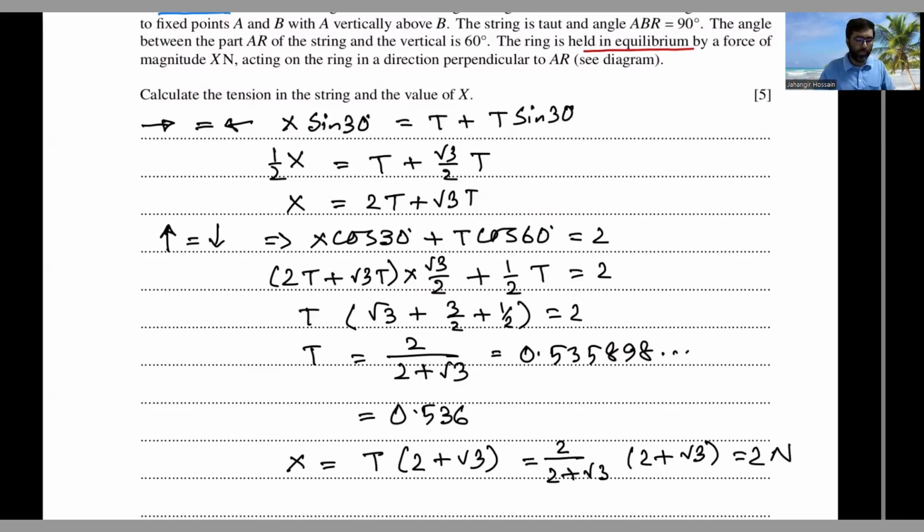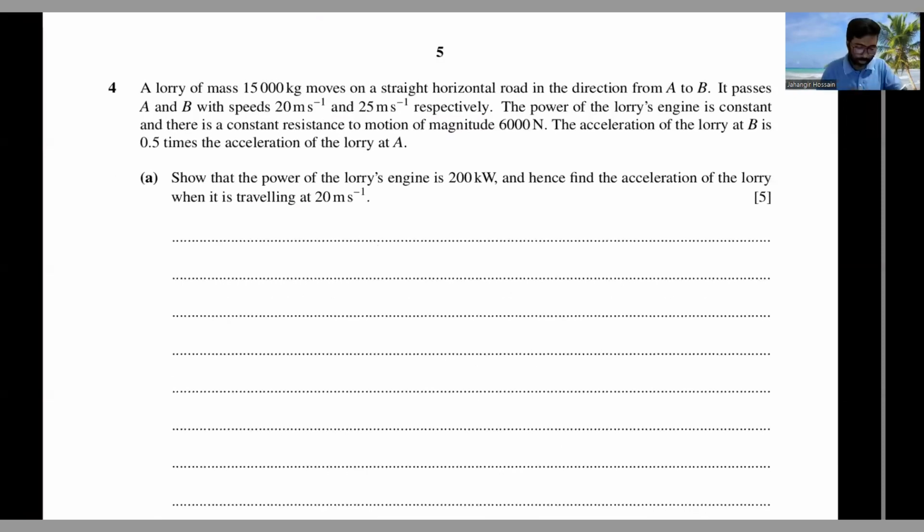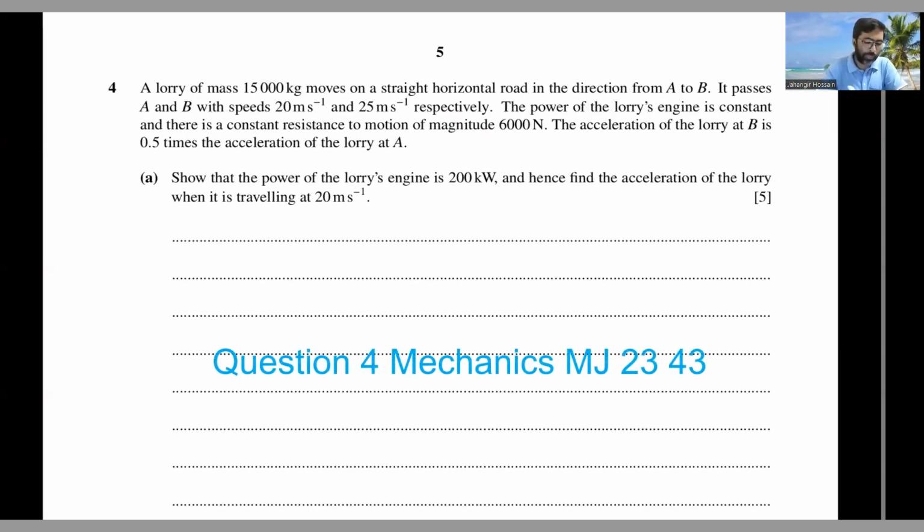That's it. Now let's move on to question number 4. In question 4, you see a lorry of mass 3000 kg moves on a straight horizontal road in a direction from A to B.